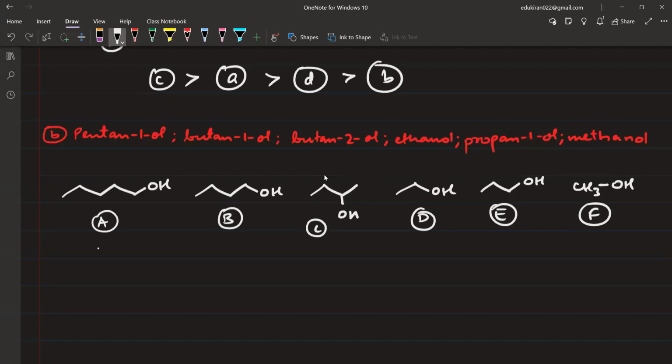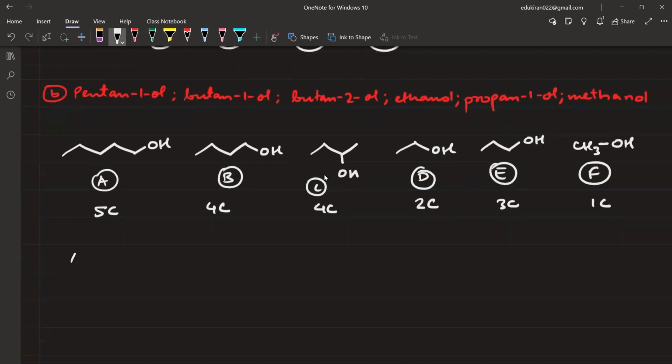Here we have 1, 2, 3, 4, 5 carbon atoms. Here we have 4 carbon atoms. Here we have 4 carbon atoms. Here we have 2 carbon atoms. Here we have 3 carbon atoms. Here we have 1 carbon atom. Now, in terms of carbon atoms, A will have the highest boiling point, followed by B and C. When I compare B and C, both have 4 carbon atoms. Now we look at which one has less branching.